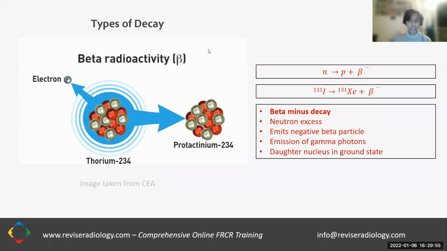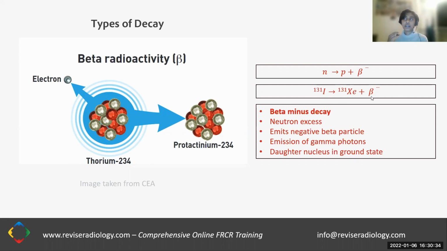And so what happens is the atomic mass stays the same because atomic mass is the sum of neutrons and protons. So as we see in the second equation, iodine with 131 is becoming xenon with an atomic mass of 131. So atomic mass is staying the same, but the element is changing because the atomic number is changing because there's a new proton in the nucleus now. And all the extra energy is put into this beta minus particle, which is thrown out of the nucleus, which is what you can see in the diagram on the left-hand side.